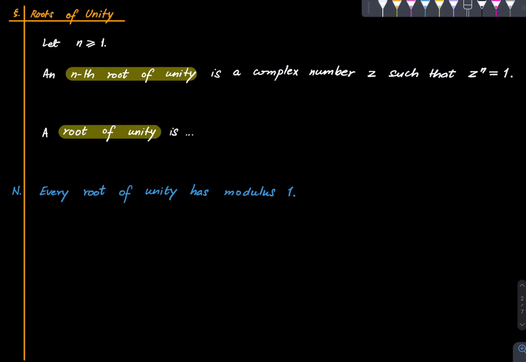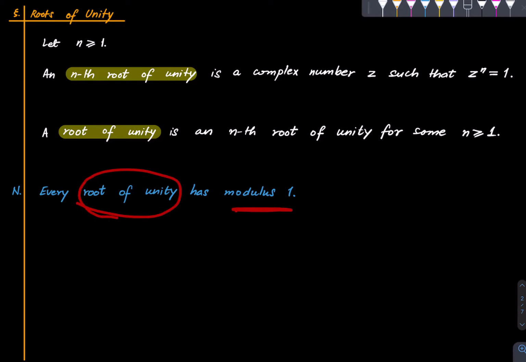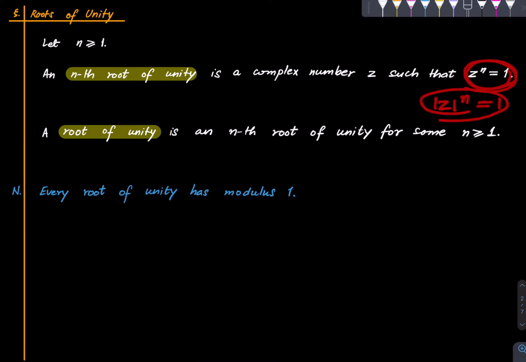A root of unity is an nth root of unity for some positive integer n. So we define nth roots of unity, and then we define roots of unity just as any complex number whose some positive integer power becomes equal to 1. Very simple. Note that every root of unity has modulus 1. So that's trivial, because if you take modulus on both sides, you get mod z to the n equals 1, and that forces that mod z is equal to 1.